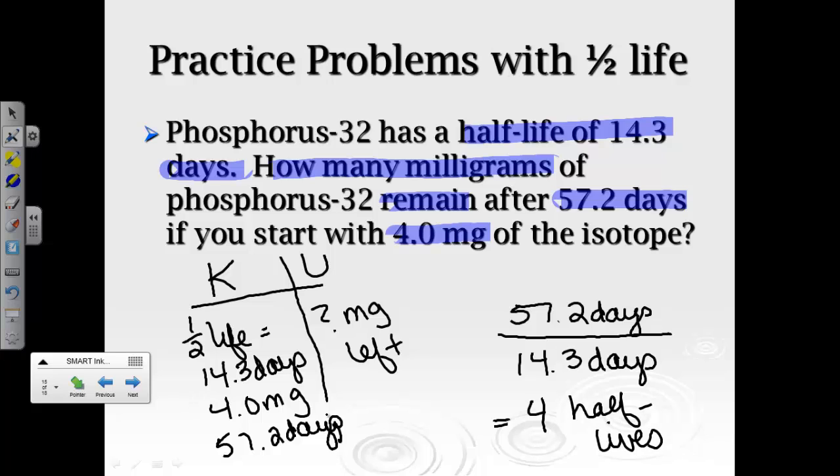Now I'm going to run out of room, so I'm going to go to a new slide here. But the important information that we're going to take with us, so to speak, is that we start with 4.0 milligrams, and we have to figure out how much is left when 4 half-lives go by. So let's draw this kind of like I did before. And this is the long way, but just to show you where all this math comes from.